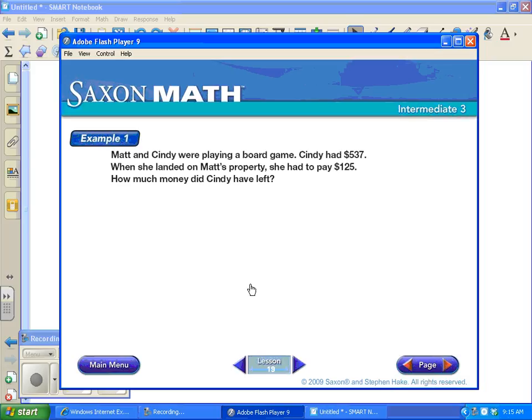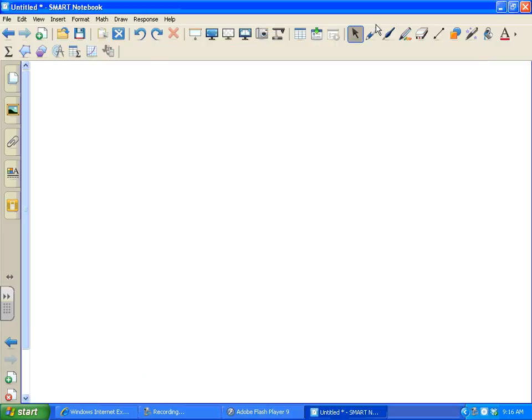So you guys need to be in your books on page 103 and touch example 1. It says Matt and Cindy were playing a board game. Cindy had $537. When she landed on Matt's property, she had to pay $125. How much money did Cindy have left? And they have solved this problem using the money manipulatives. So we'll do one like that, 537.